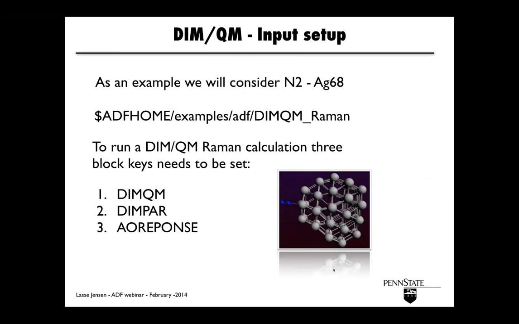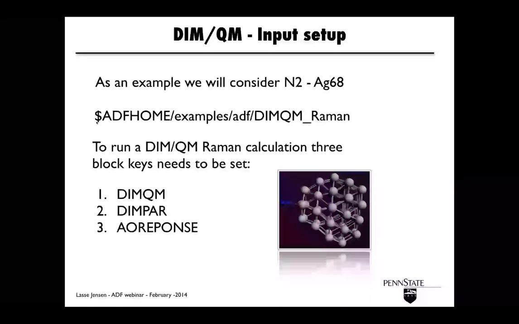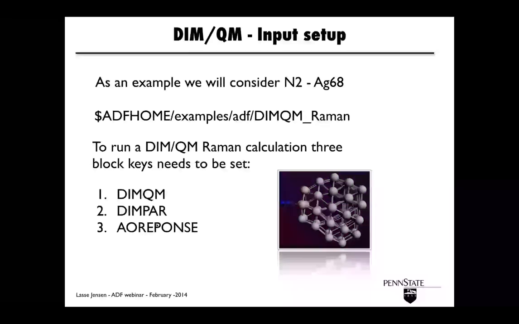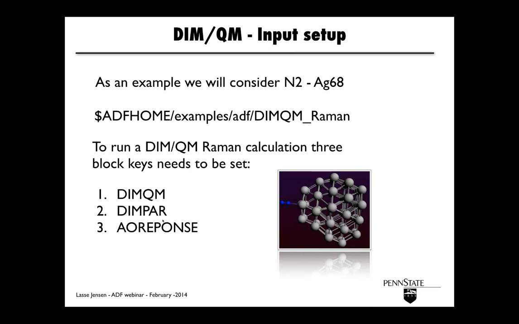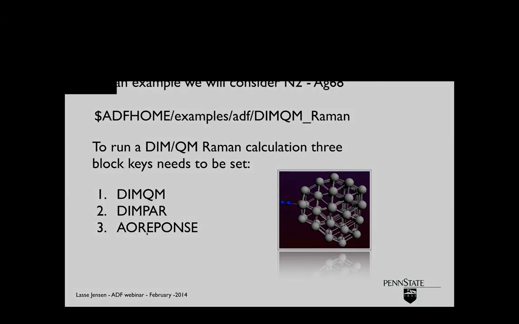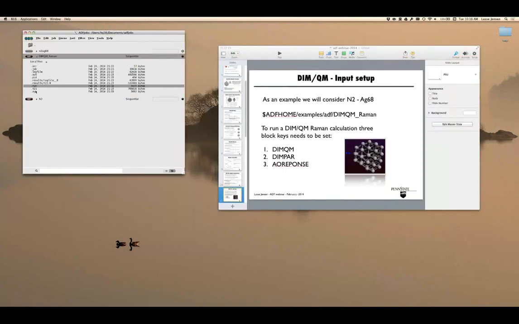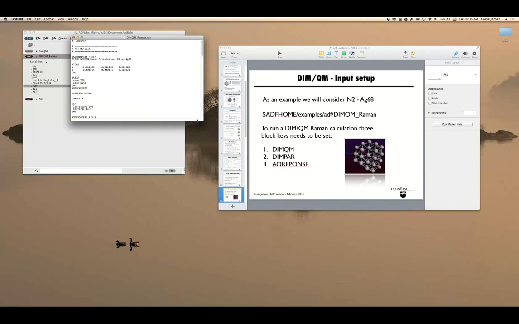Okay. So I'm going to show you a small setup for doing N2 on small silver nanoparticles. This is an example found in the example folder in ADF. There are three blocks that are important for setting up a Raman calculation. We have discussed all three: DIM-QM, DIM-PAR, and AOResponse. I'm going to shift to the graphical user interface and open the input file for the DIM-QM.